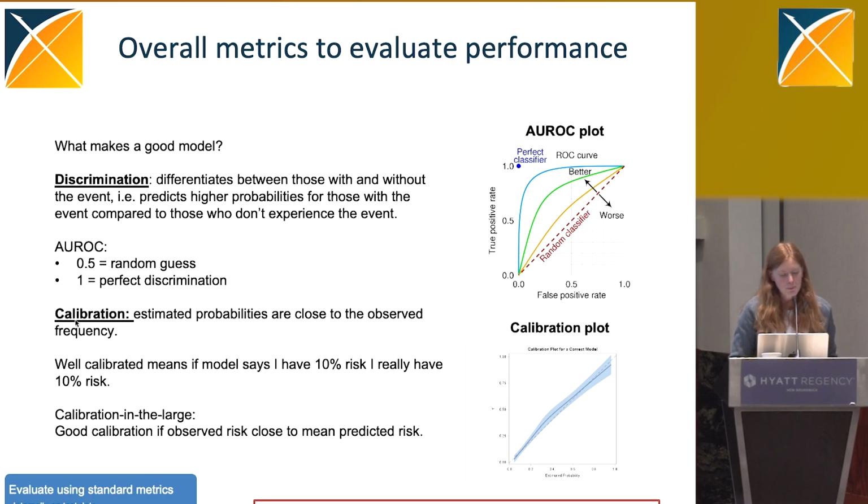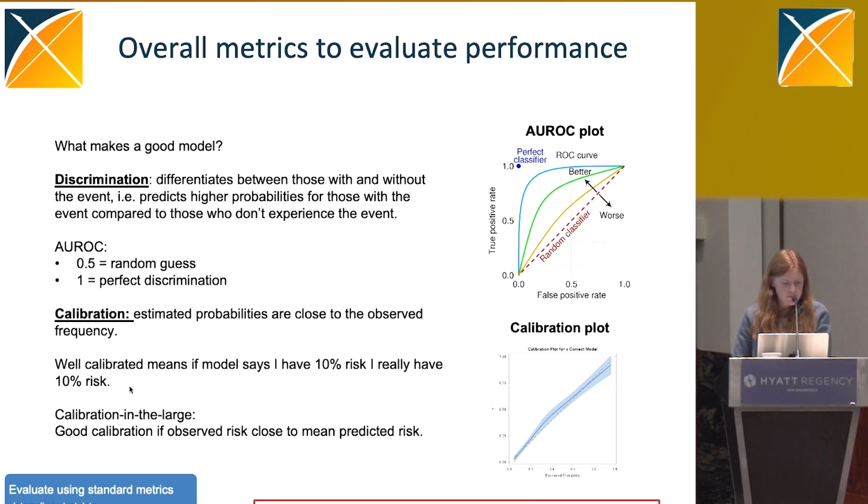And then there were a lot of papers about how calibration was being forgotten. So calibration is asking whether the prediction it's assigning you is correct. Is it accurate? So if you had 10 people and they're all assigned a 10% risk, you'd expect one of them to have the outcome if the model's well calibrated. If there are more people that have the outcome, then your model is underestimating. If there are fewer people that have the outcome in the 10% risk, then your model is overestimating.